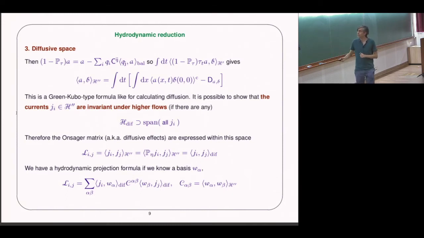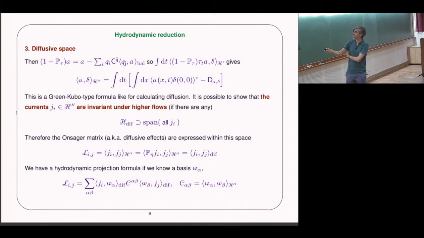Now, for the Onsager matrix, I need to put the conserved currents there, the J_i. It's possible to show, it's a little computation, it's actually not extremely useful in this talk, it's just a little nicety, that all these currents are in the diffusive space which I introduced, which is the space of invariance on the higher flows. So it turns out that these are the conserved densities in this higher space. They are invariant on the higher flows. So a linear combination of these currents is included inside this. It's probably not the whole thing. I don't know the full structure of that yet.